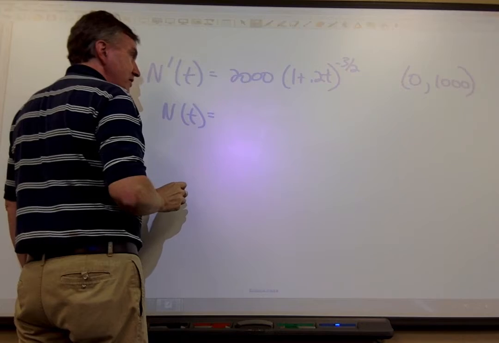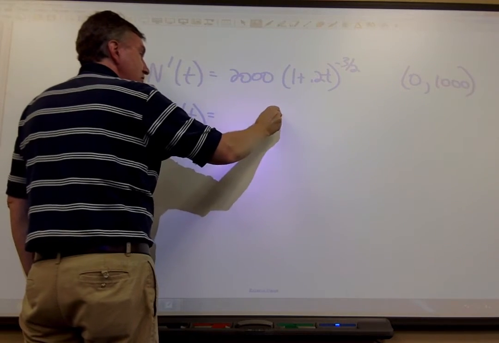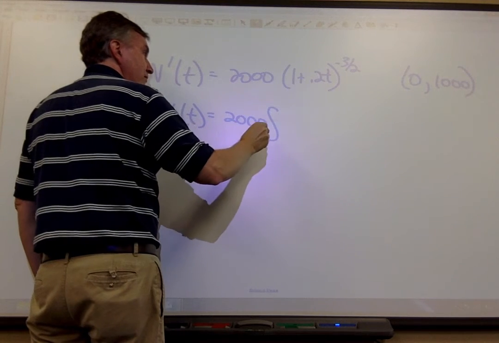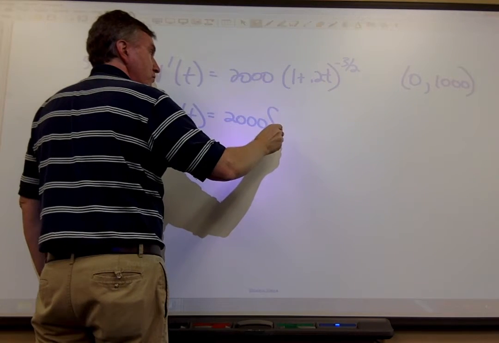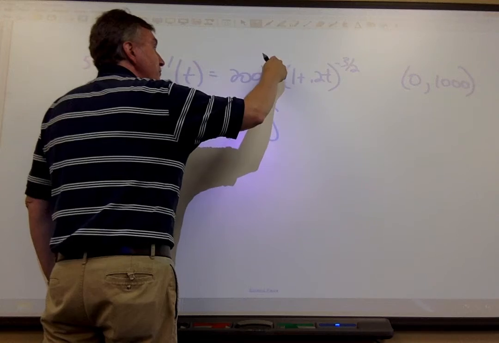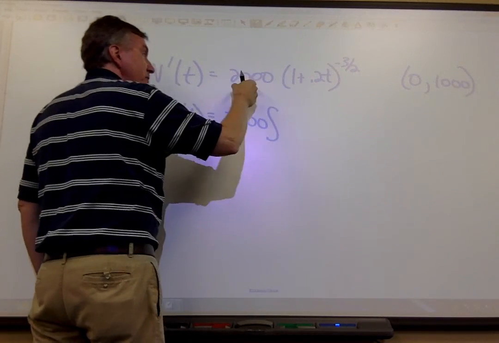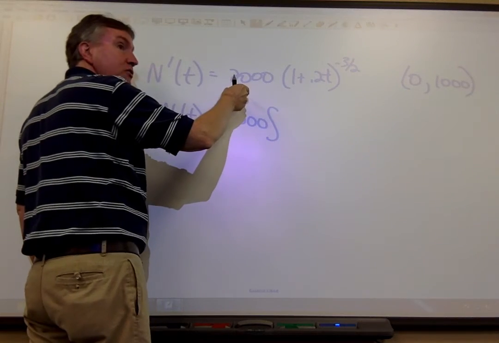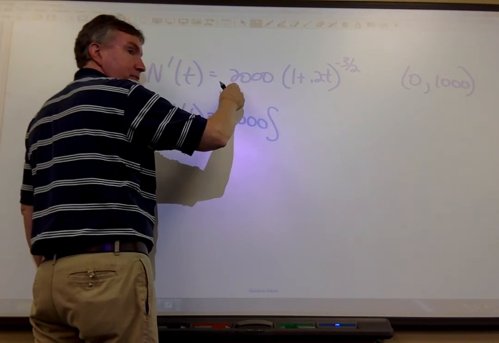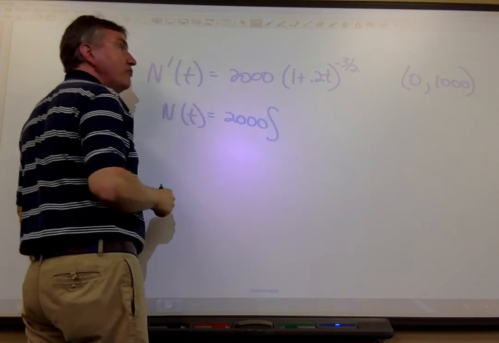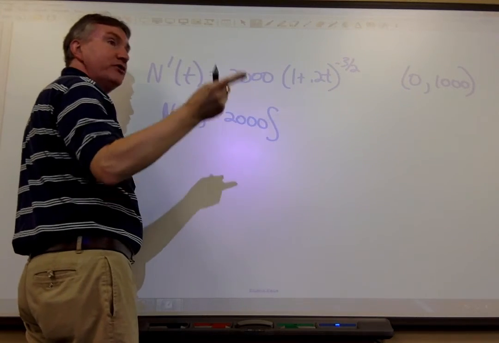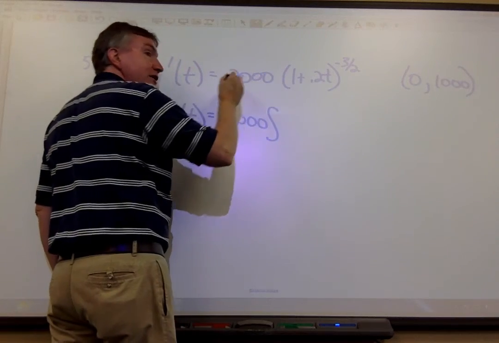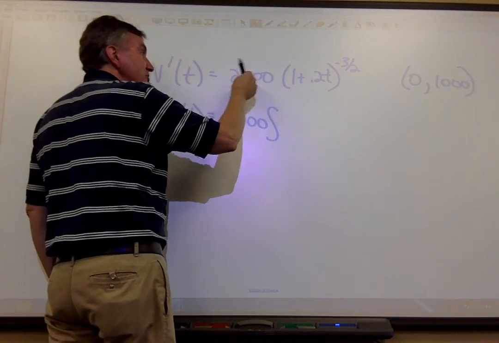This one, it might be easiest to bring the 2,000 outside. This would be to the first. It would be like over to the 3 halves. If I wrote that, just this would go down. So this is up times 1 over 1 plus 0.2t to the 3 halves. That's good. This is the only expression that would go down. This would stay in the numerator. So I'm going to bring the 2,000 out.